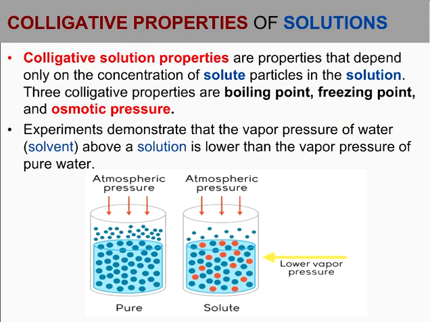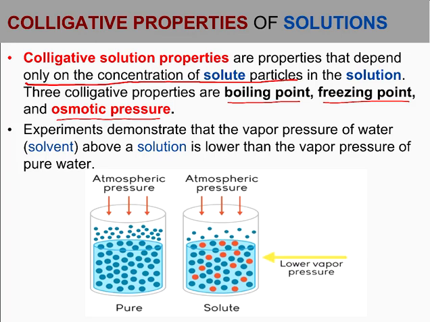All right. So another set of properties for solutions are colligative properties. Colligative solution properties are properties that depend only on the concentration of solute particles in the solution. So these are concentration dependent properties. So three colligative properties are boiling point, freezing point, and osmotic pressure. So remember from earlier in this chapter, we talked about boiling point and how that depends on vapor pressure above the liquid.